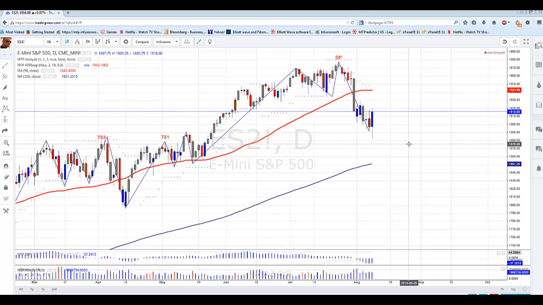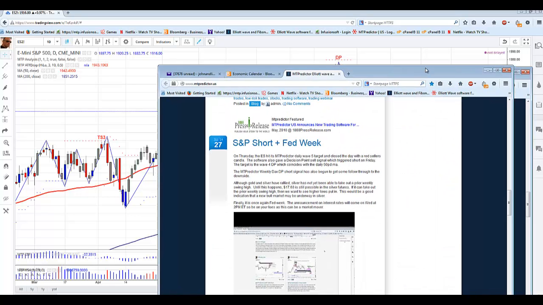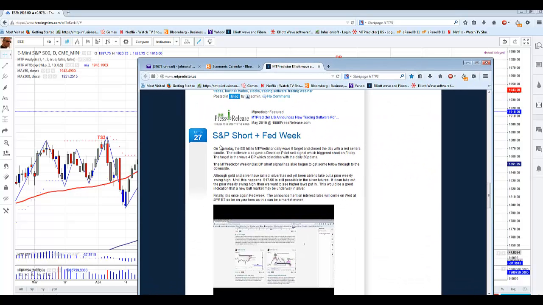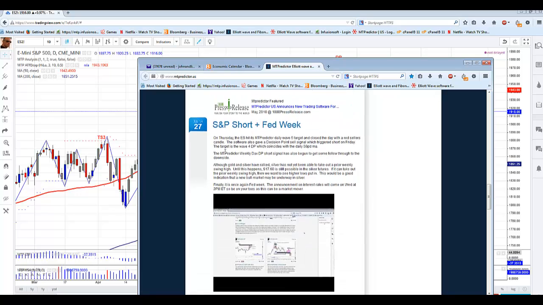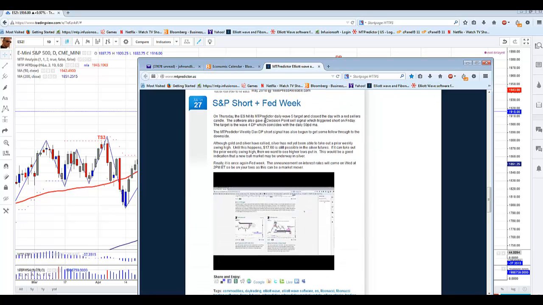But a few weeks ago, remember I sent out in the weekly market update that the S&P was short. I explained that on Thursday. In fact, you can see the post here, that Thursday the ES hit its daily wave 5 target and then closed the day with a red seller's candle.